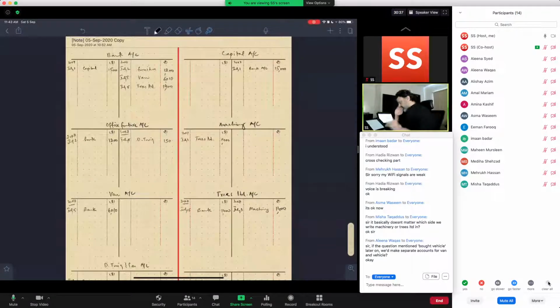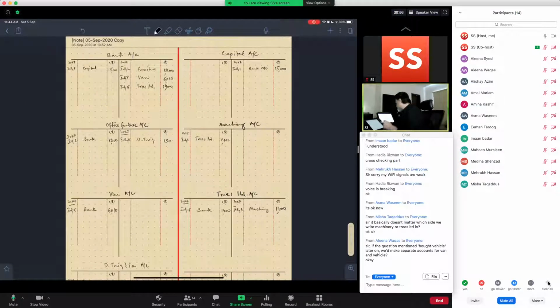Excellent. Now we have the second last transaction. We received the amount due from D. Twig and Sons, $150 in cash. So we debit the cash account and we credit D. Twig's account. That is what you probably already have entered in your journal, right?